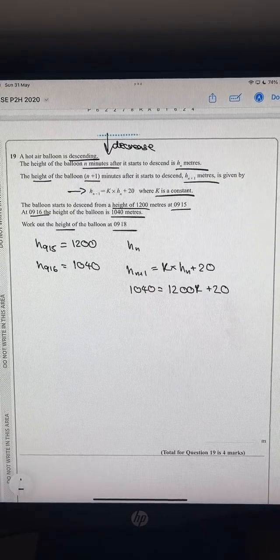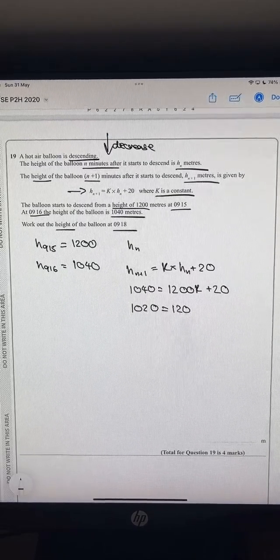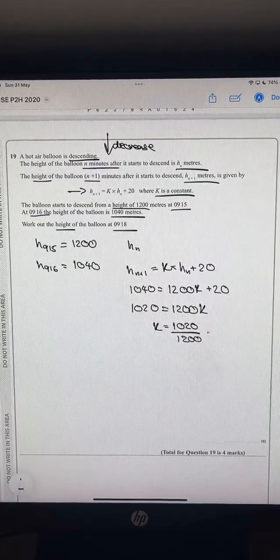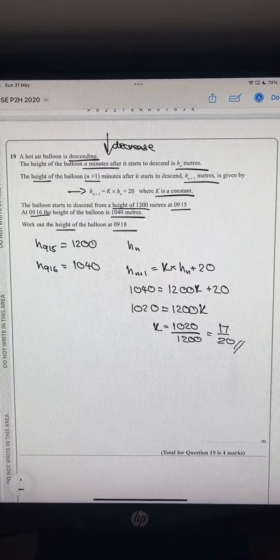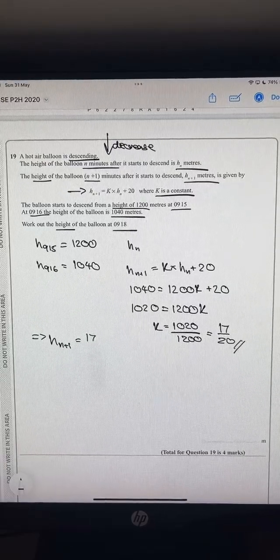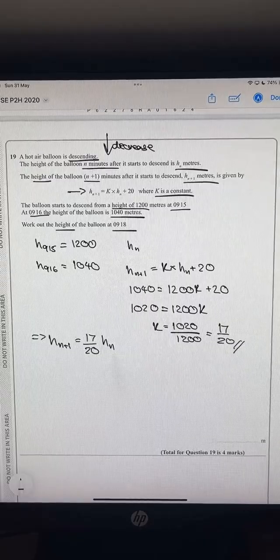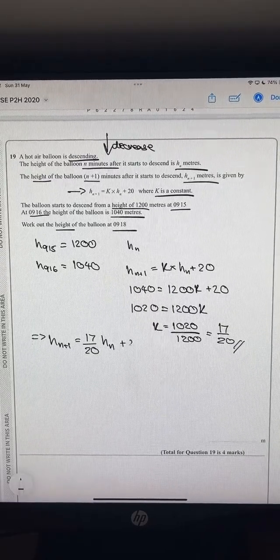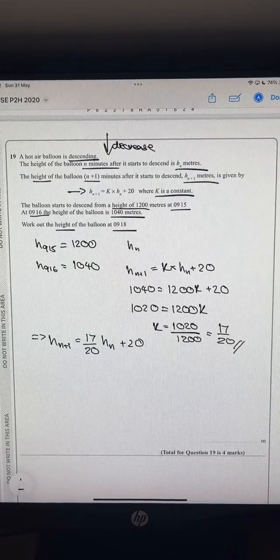So now all I have to do is solve for k, so that's 1020 equals 1200k. I've subtracted 20 from both sides, and then I divide through by 1200, so that's 1020 over 1200, and I get 17/20. So then I can just say that my formula for h(n+1) is going to be equal to 17/20 h(n). I apologize if my h's and n's look very familiar. That is a problem I have all the time. So that is my rule now, and all I need to do is just simple iteration.